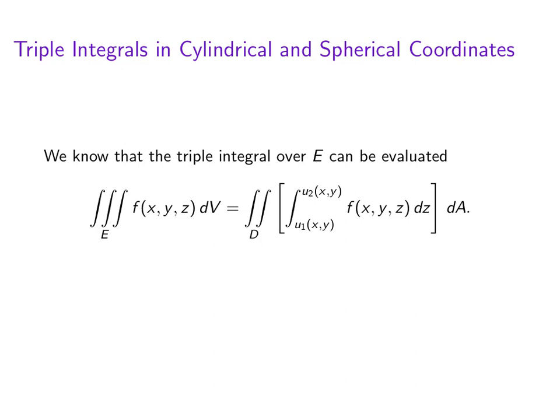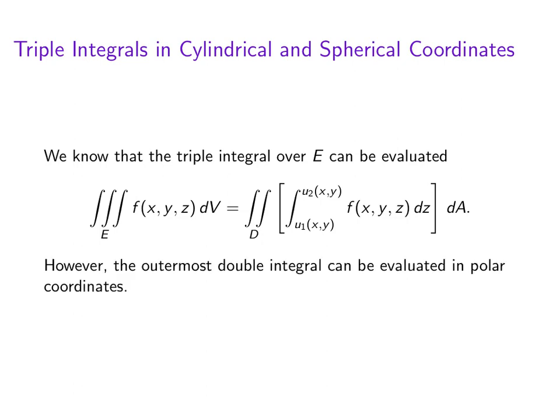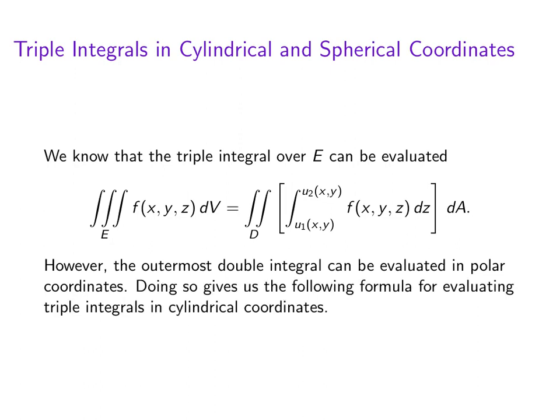So that means that we can write this triple integral over E as an iterated integral. The outer integral is a double integral over D, and then the inner integral is between the two bounding surfaces, u1 of x, y and u2 of x, y. And since the outermost integral is over a region that is nicely described in polar coordinates, then that can be evaluated in polar coordinates. So if we do that, then we'll get this formula for evaluating triple integrals in cylindrical coordinates.